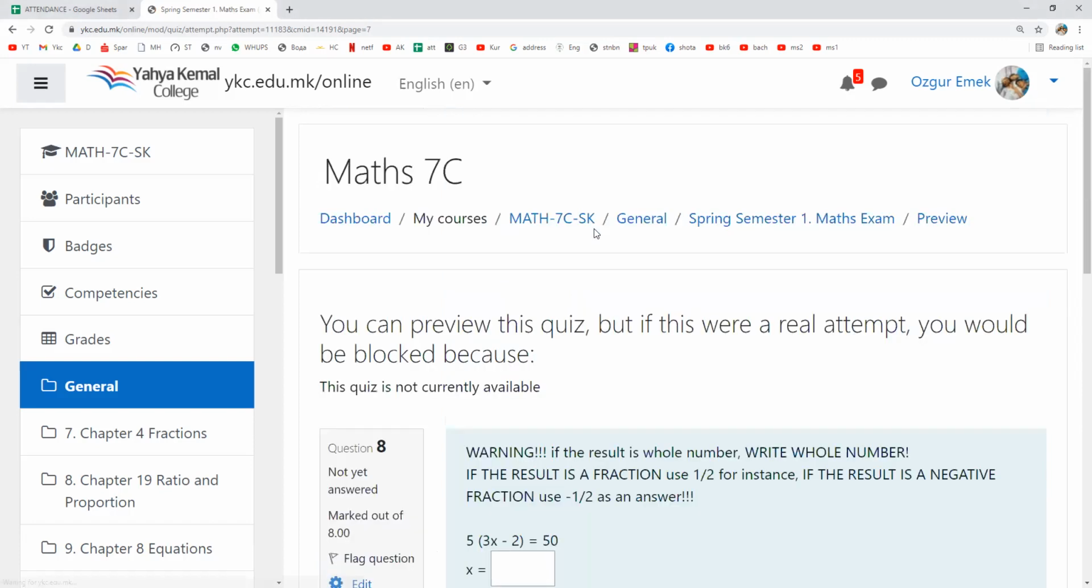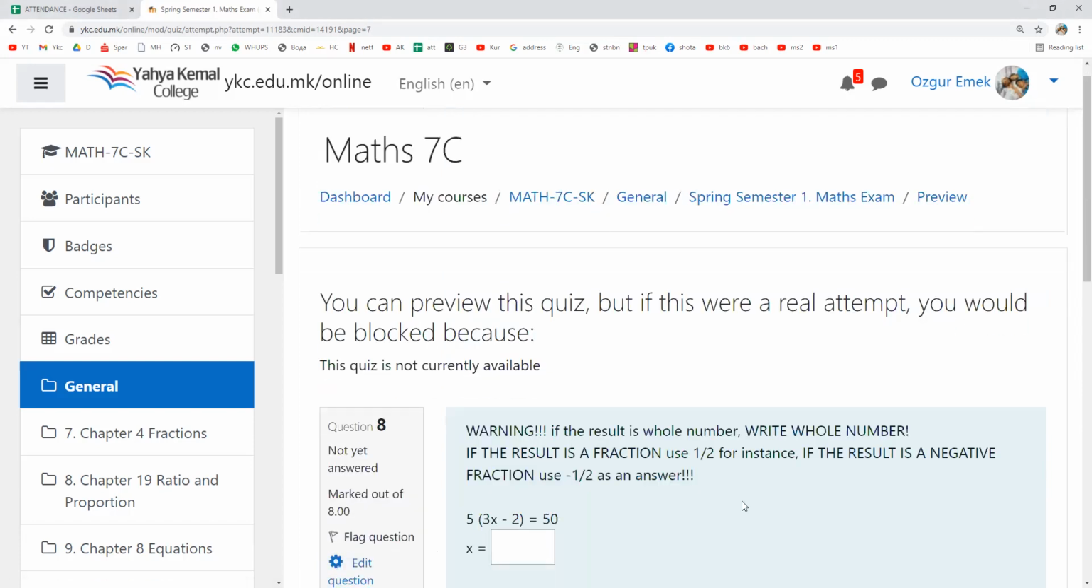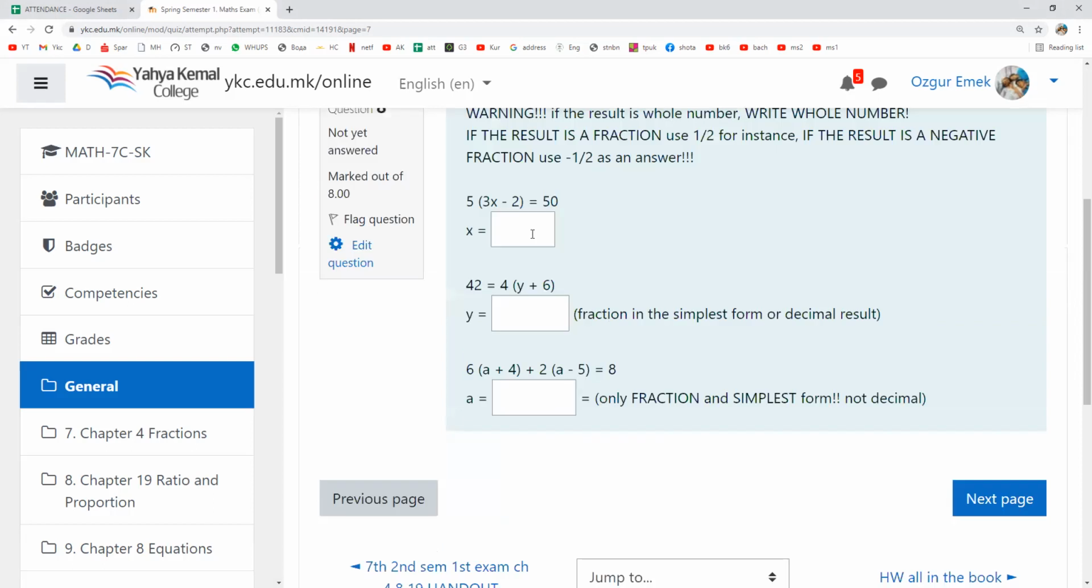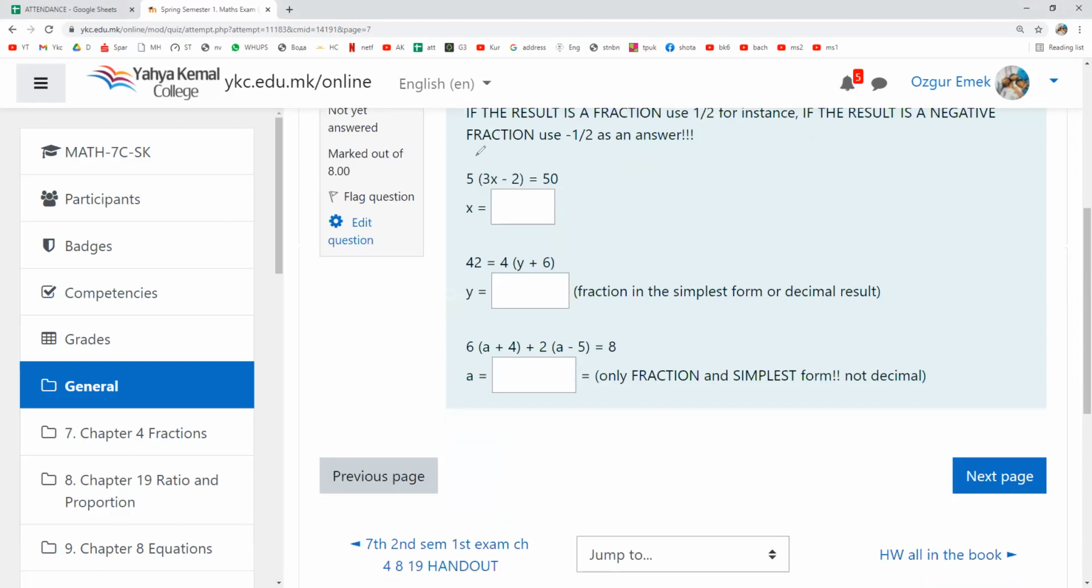What's next? Yeah, brackets. Equation with brackets. We need distribution. 5 times 3x, 5 times negative 2. 5 times 3x is 15x. 5 times negative 2 is minus 10. That's equal to 50. Now this is a classical equation to solve.